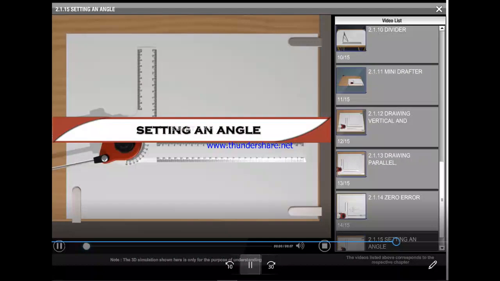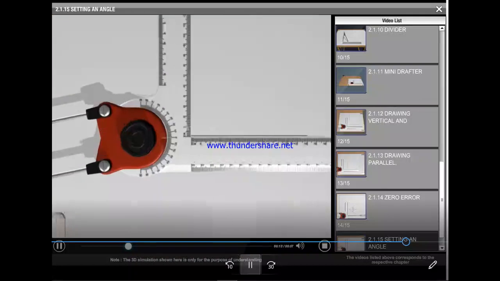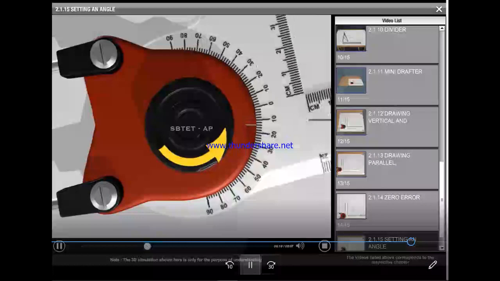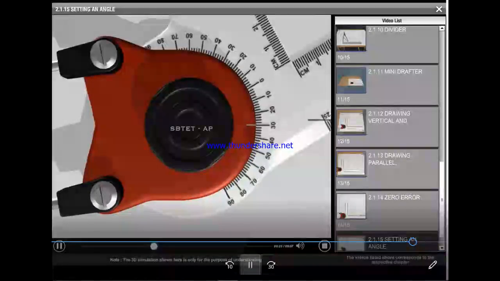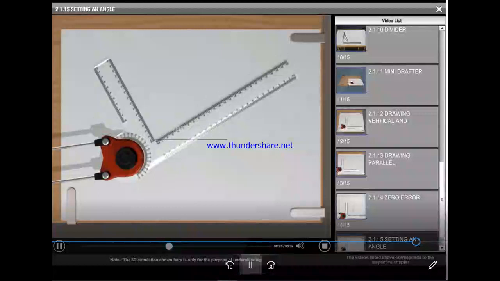In this video, we will see how to set an angle of 30 degrees and 60 degrees with the help of a mini drafter. With the help of a mini drafter, any angle can be set easily. For example, to set an angle of 30 degrees, from the horizontal position, release a nut, rotate the scale through 30 degrees, tighten the nut and draw a line along the rotated edge of the scale.